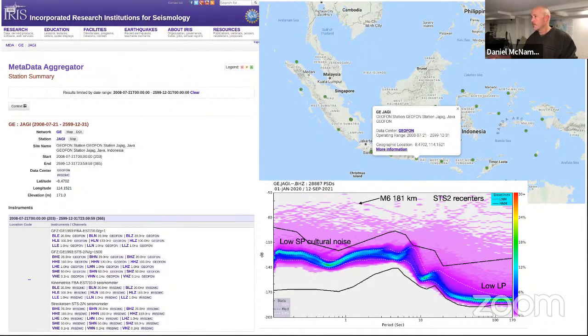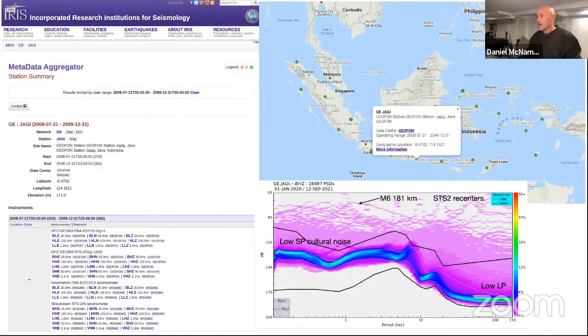There's some funny looking features in the PSDs in the upper right of the PDF panel that I've labeled STS2 recenters. When the STS2 moves a little bit, it'll recenter itself. And so you can see that sort of scalloping, peaky looking PSD in light pink in the upper right of that panel. That's what a typical STS2 recenter might look like. So you're getting a little bit of recentering going on at this station, which probably means again that you're having some long period noise issues.